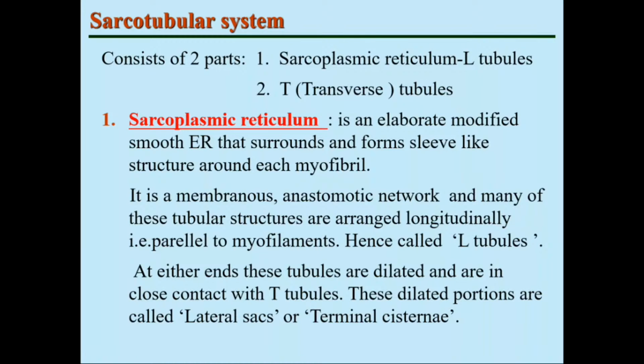So sarcoplasmic reticulum is a membranous anastomotic network, and many of these tubular structures are arranged longitudinally, that is parallel to the myofilaments, hence called as L tubules. At either ends, these tubules are dilated and are in close contact with T tubules. These dilated portions are called lateral sacs or terminal cisterns.